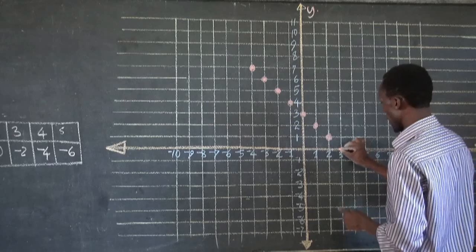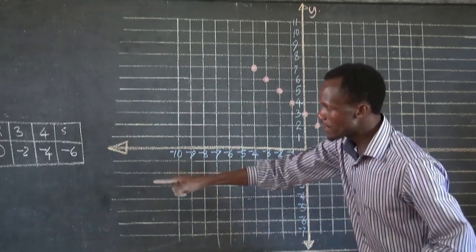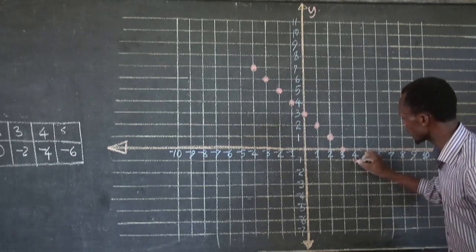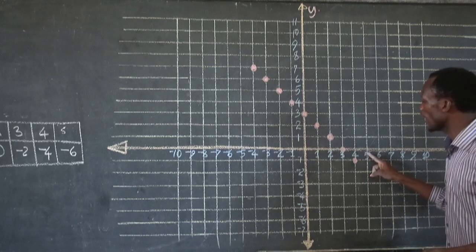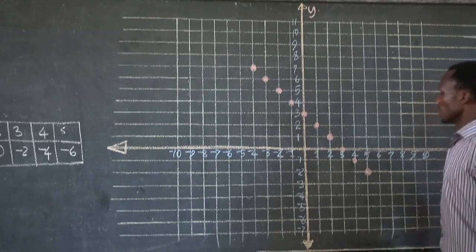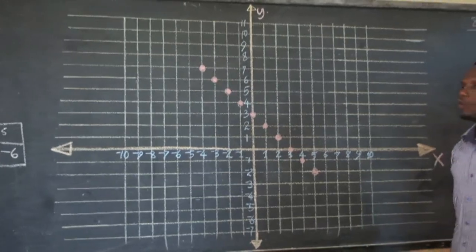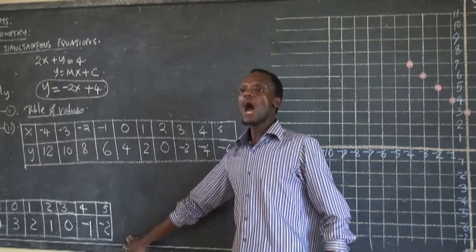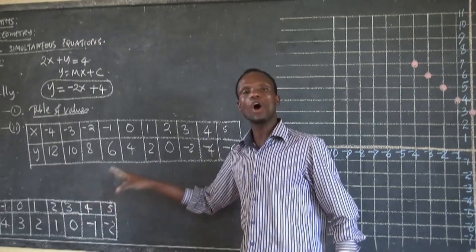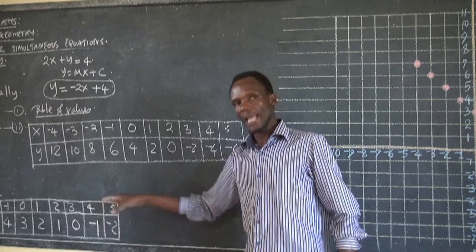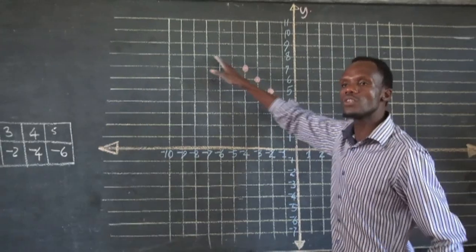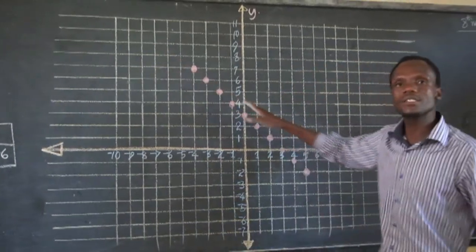Now here it is. Then x is 4, y is negative 1, right here. Then 5, negative 2. Then it is all over. From the table of values, we don't have other points. Now we have located all the points that we've been given from the table of values. Then what next? We have to join all of our points using the ruler.